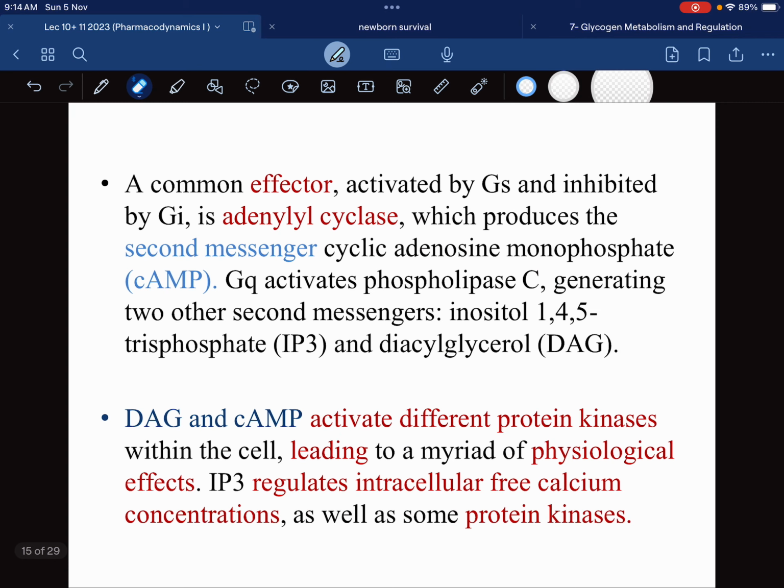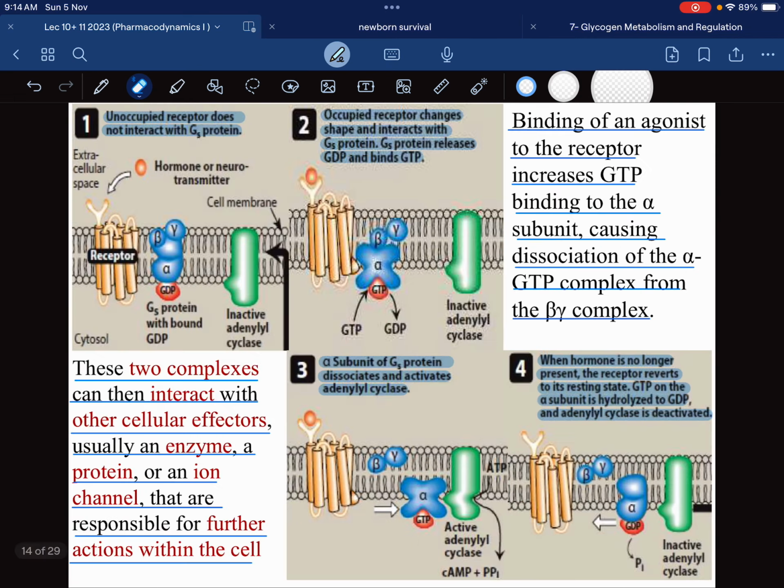When there is no drug, alpha will be deactivated and will bind again to the beta and gamma, and adenylyl cyclase will be transferred from the active to the inactive state, and again it is now ready to bind to another new compound. So this is the most important type of receptor: by binding extracellularly, then activating a second messenger, then producing the biological effect.